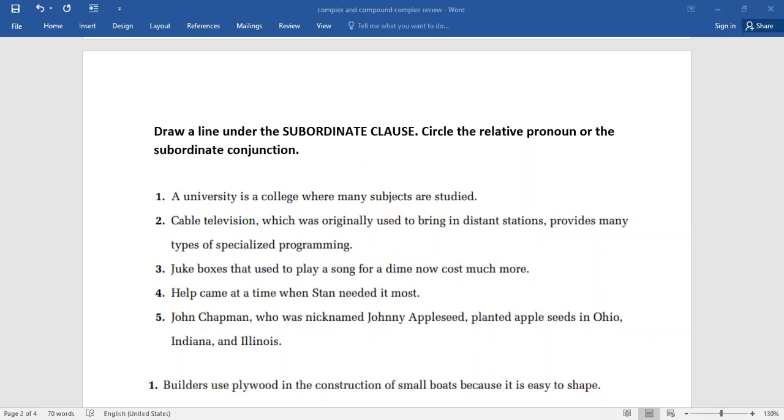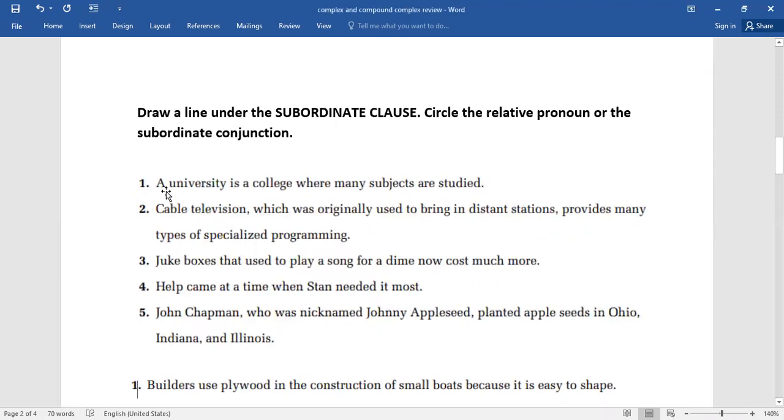So number one, let's read it. Because a university is a college where many subjects are studied. Let's underline the subordinate conjunction here. Where would the subordinate conjunction be? Where many subjects are studied. Good, where many subjects are studied. Perfect. And what do we have? Do we have a relative pronoun or a subordinate conjunction?